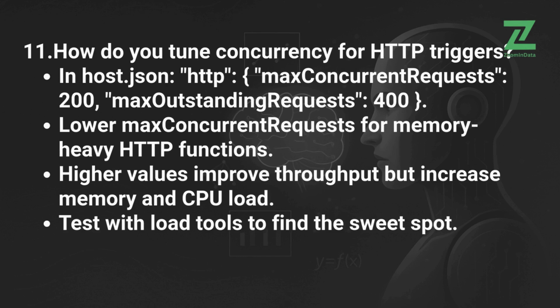How do you tune concurrency for HTTP triggers? In host.json, http, maxConcurrentRequests, 200, maxOutstandingRequests, 400. Lower max concurrent requests for memory-heavy HTTP functions. Higher values improve throughput but increase memory and CPU load. Test with load tools to find the sweet spot.